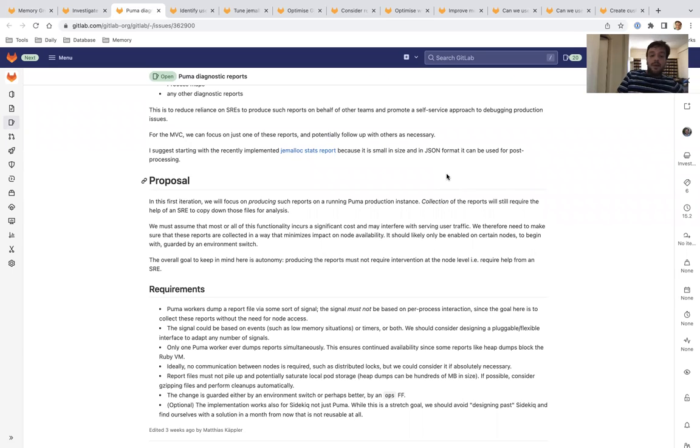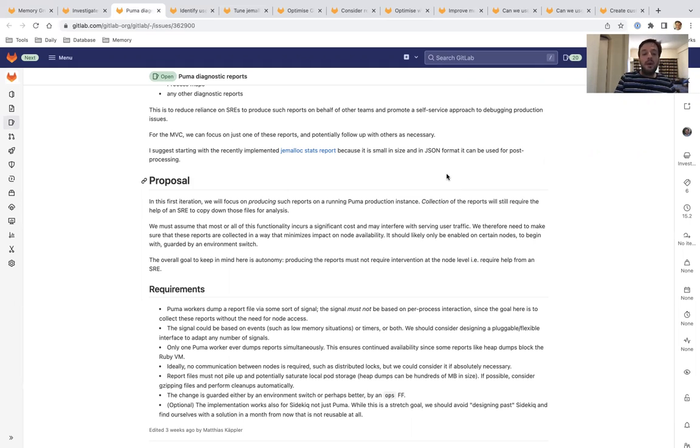In the first iteration, we will focus on producing those reports on a running Puma instance. We will worry about collection in a later iteration. So at this first iteration, the collection of the reports will still require an SRE to help us fetch them and analyze them.